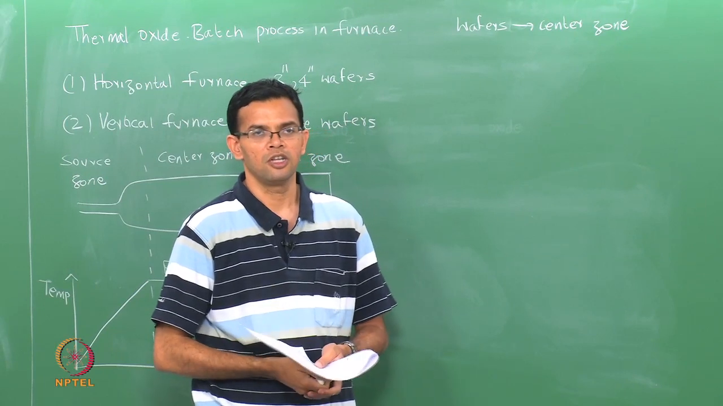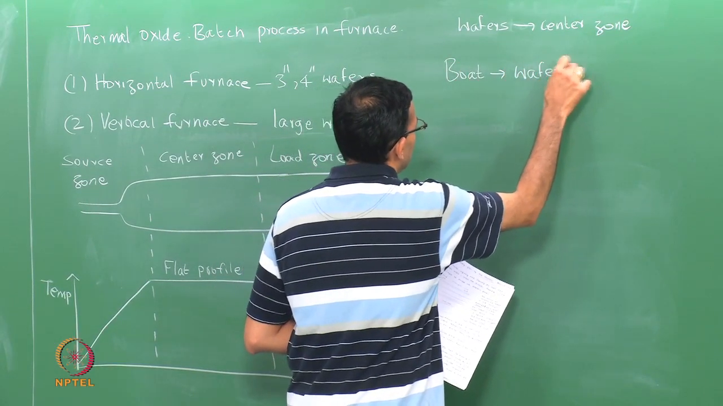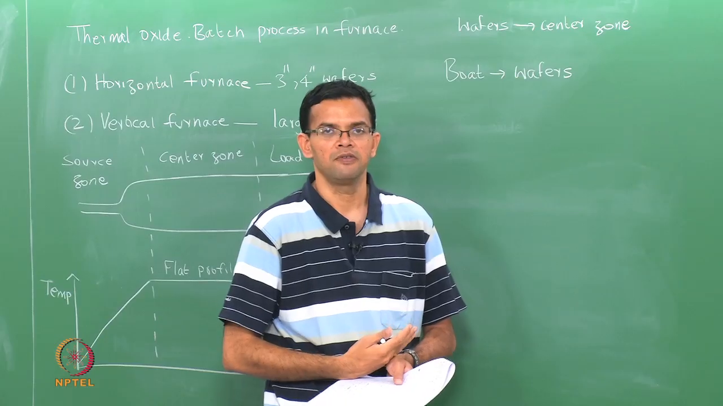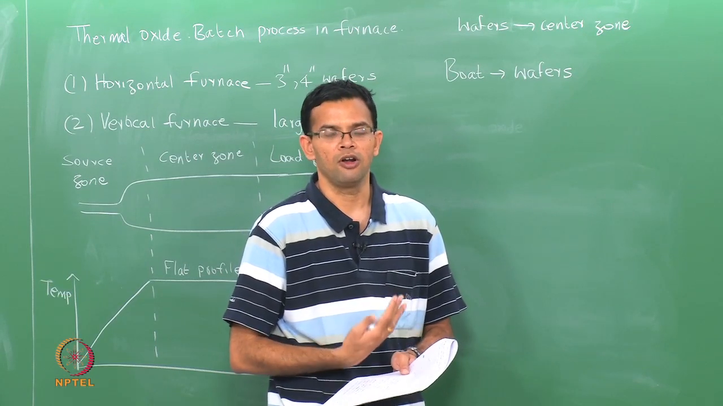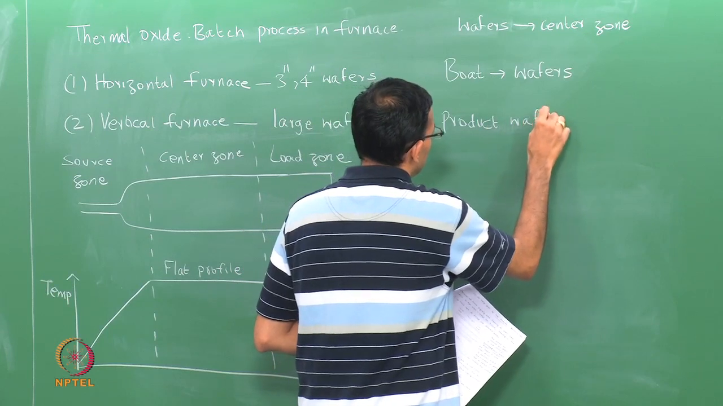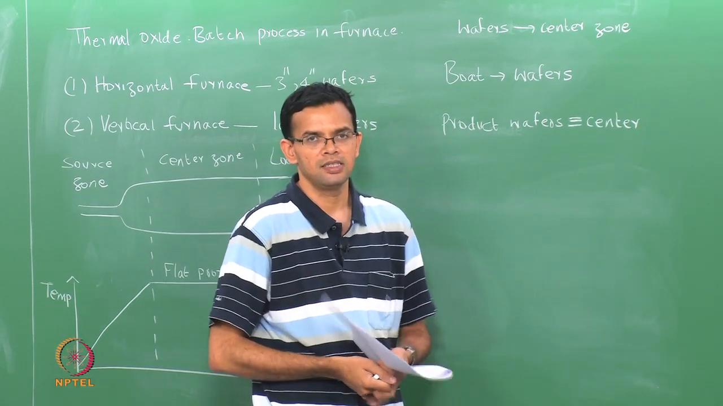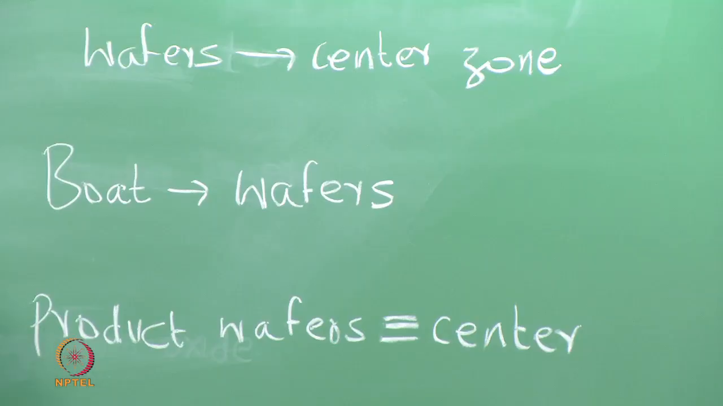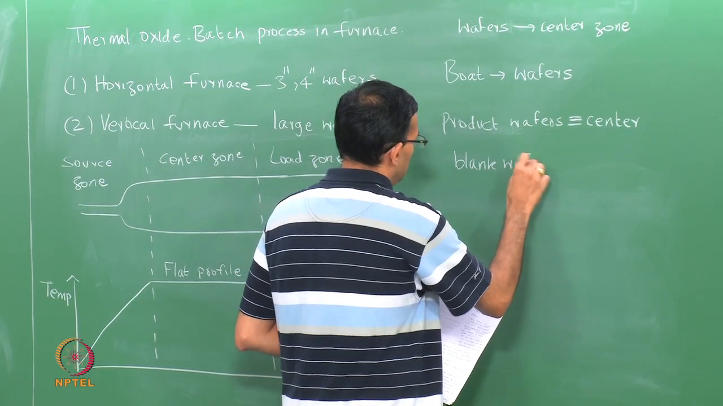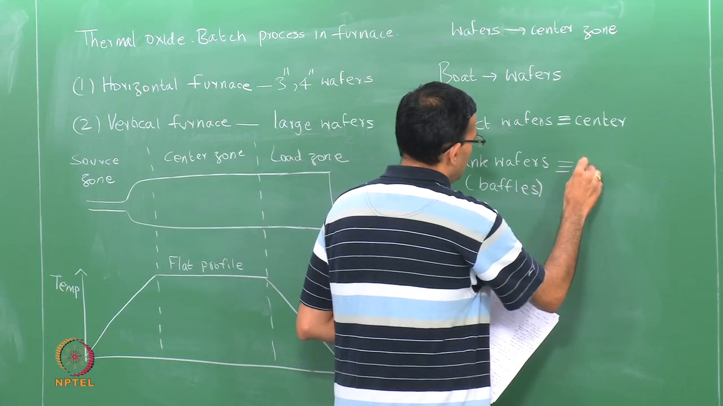In the case of furnace growth for thermal oxide, there is usually a boat. The boat contains the wafers. For example, in the case of a vertical diffusion furnace, your boat could be having something like say 100 to 125 wafers. The wafers that need to be processed, so these are called the product wafers, are loaded in the center, and then a bunch of blank wafers are usually loaded at the ends. So, these are loaded in order to ensure temperature uniformity and also usually gas uniformity. So, these are called blank wafers, they are also called baffles. Sometimes baffles are made of other materials as well, and these are usually loaded at the edges.